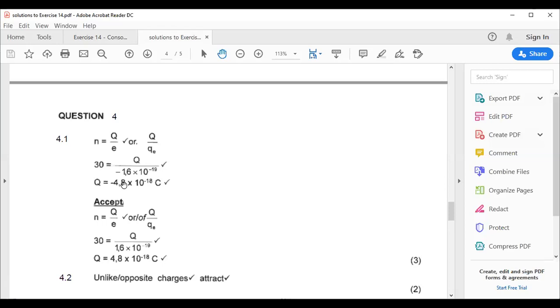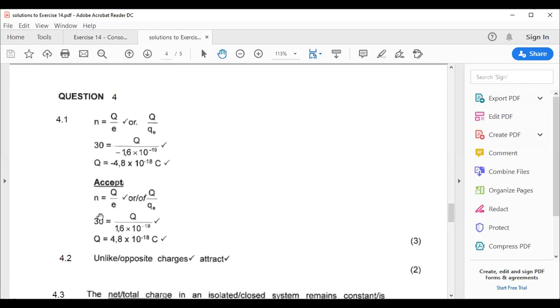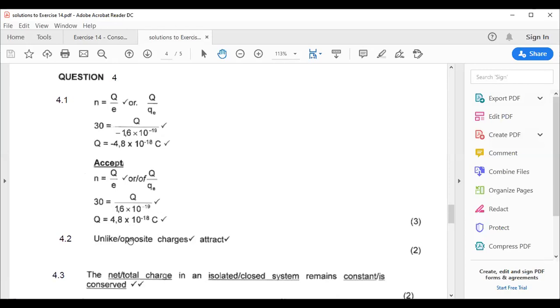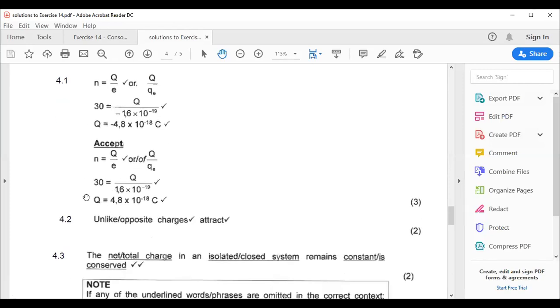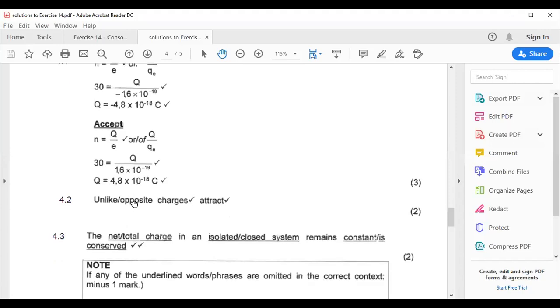So you cross multiply, then your answer for the charge becomes -4,8 multiplied by 10 to the power -18 coulombs. Also, if you use the formula with electrons, it's acceptable. But here, it seems they are just accepting it, and it's incorrect, because this charge is supposed to be negatively charged. Since there is an excess of electrons, this one must be negatively charged. Then your Q is going to be -4,8 multiplied by 10 to the power -18, that's what you get.